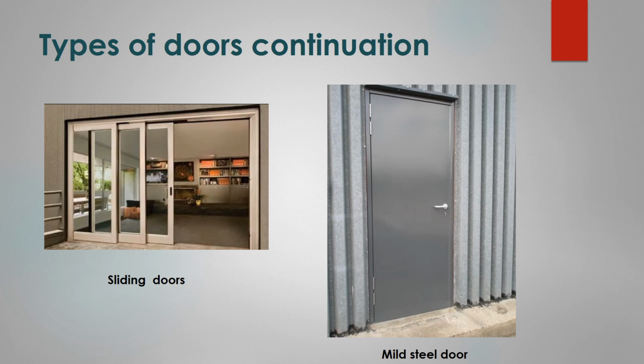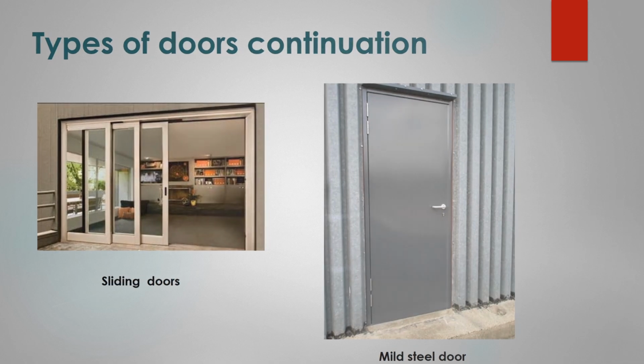The next type is the milled steel door. Milled steel door, the door panel is made up of steel. This is the door panel, which is made up of steel. Then these are the door frames. Hence the name milled steel door, because of the material that is used to make the door.